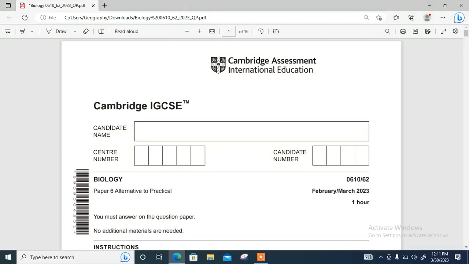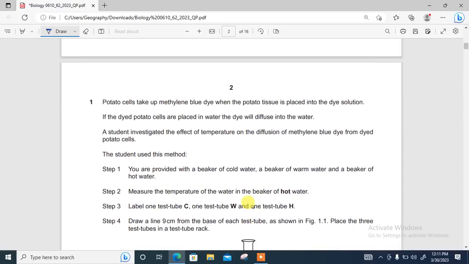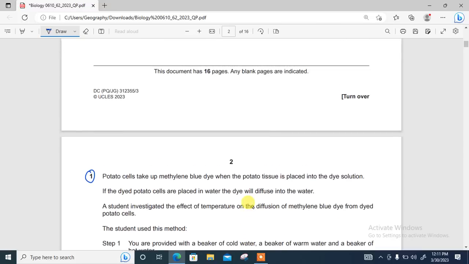Let's quickly look at this IGCSE past paper 6 for February-March 2023. This paper is for 1 hour, so I'll quickly try to run through it in the shortest possible time. So, paper 6, alternative to practicals. Alternative practical questions are usually 2 questions. You have question 1 and the second one. So I'm just going to have a quick run through of how to answer this question.